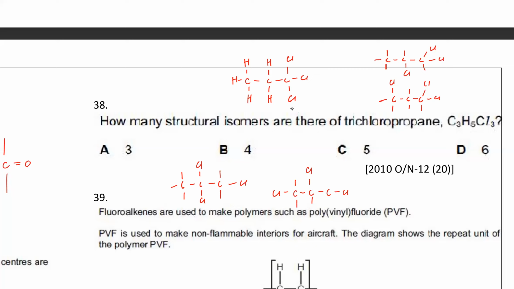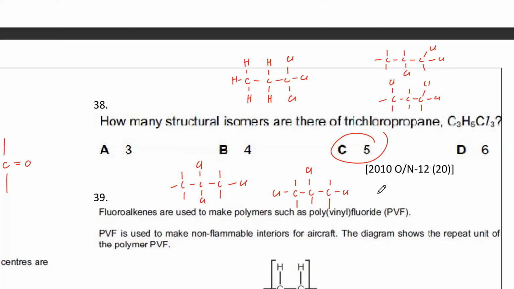3 Cls on 1 carbon atom, 2 Cls on one end and 1 Cl in the middle, 2 Cls on one end and 1 Cl on the other side, 2 Cls in the middle and 1 Cl at one end. It doesn't matter if it's this end or that end, it's just a flipped-around version of the same molecule. Or we can have 1 Cl on each of them. Is there any other way I can arrange the Cls? I think not, but I might be wrong. No, sir, I don't think so. So that's about it. There are 5 different ways in which I can arrange the 3 Cls in this molecule.